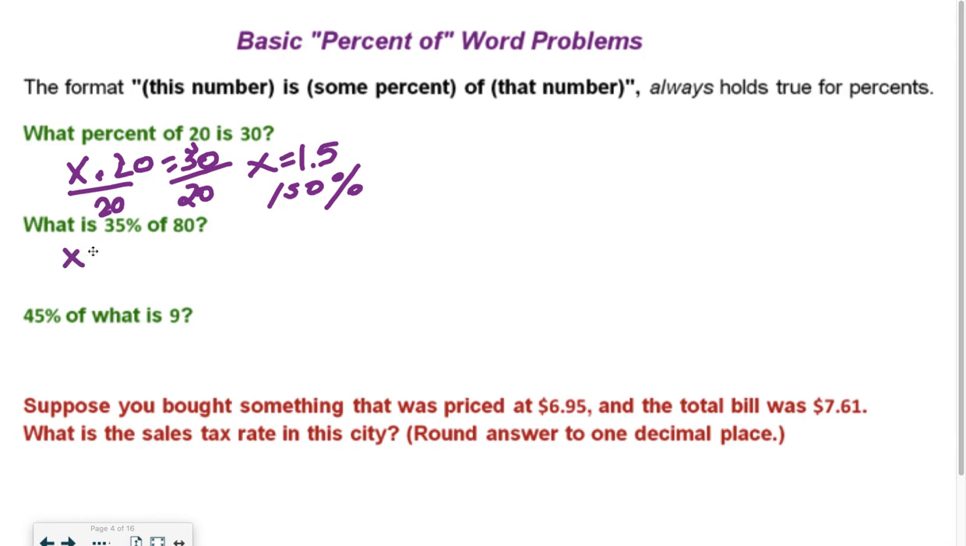What is 0.35 of 80? So remember, the word of means multiply. And that's going to give us 28.